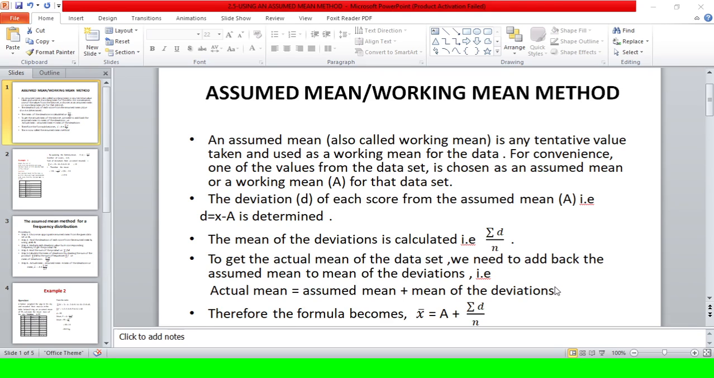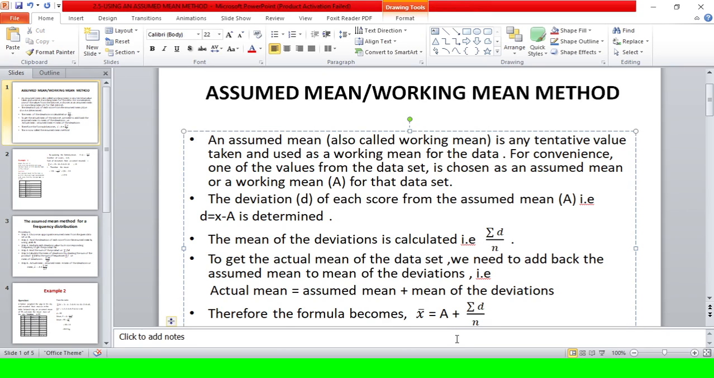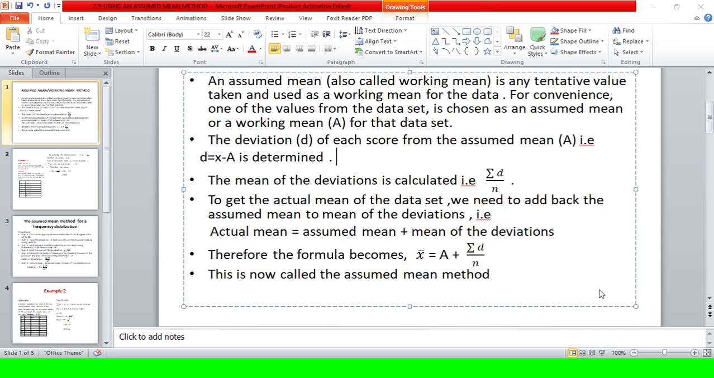Therefore, the formula becomes: mean x bar is equal to assumed mean, which we denote by letter A, plus the mean of the deviations given by this expression, sigma D over N. So the mean x bar is equal to A plus sigma D over N. This is now called the assumed mean method because we have assumed a particular value as the mean for the data set and gone back to calculate the mean of the deviations and added it back to the assumed mean to arrive at the mean of the data set.